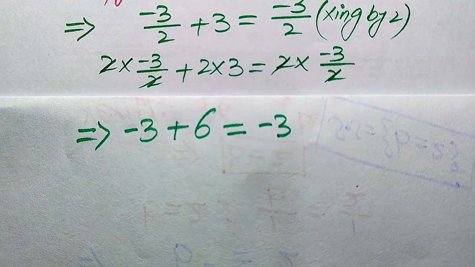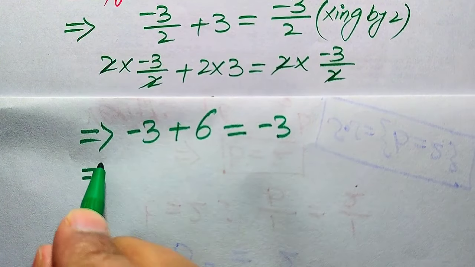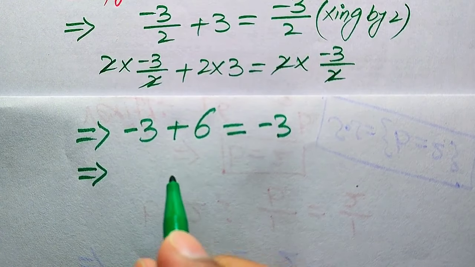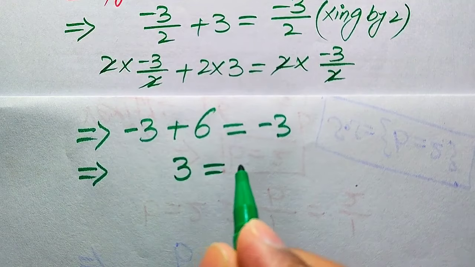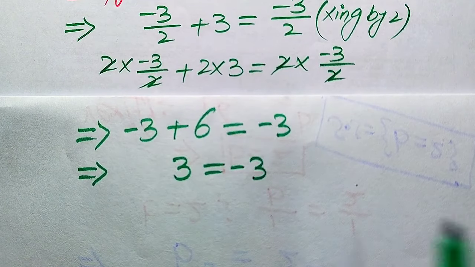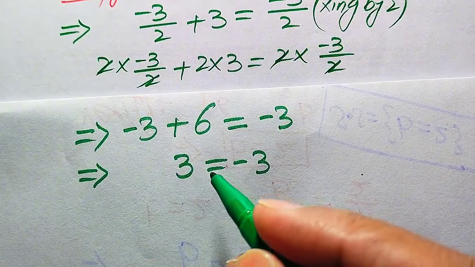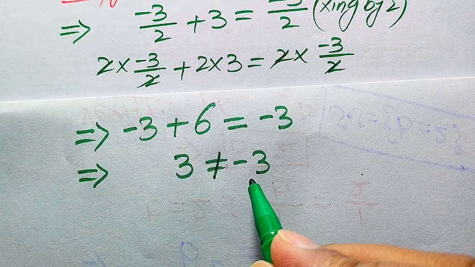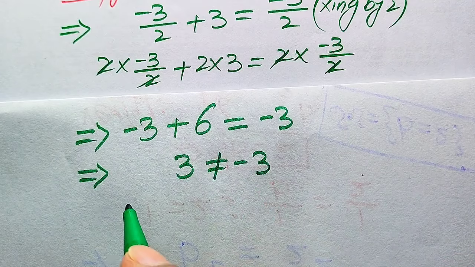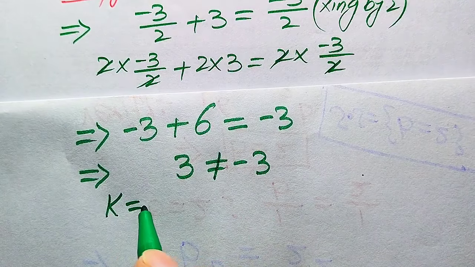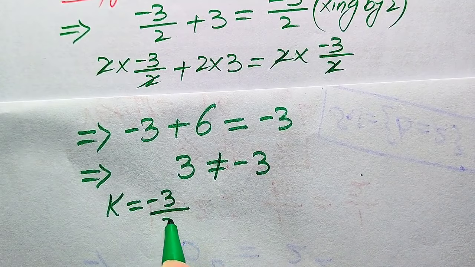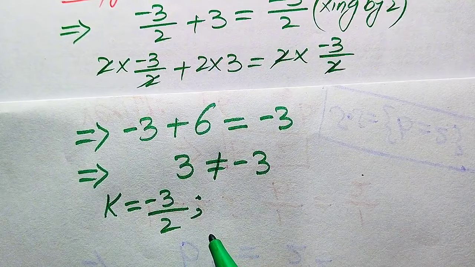Now in the next step we need more simplification, and it will be written as -3 + 6 becomes +3 = -3. So here you see that both sides are not equal. If both sides are not equal, this means that the value k = -3/2 does not satisfy our given question statement.